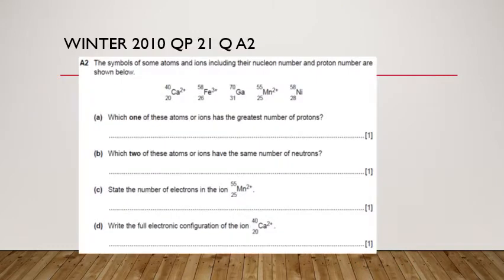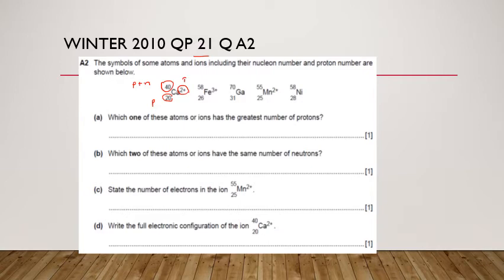Now solving some questions. This question belongs to November 2010, paper 2-1, part A2. The symbols of some atoms and ions, including their nucleon number and proton number, are shown. So this represents the proton number. This represents the nucleon number, which is the sum of protons and neutrons for every element. And this represents the charge.